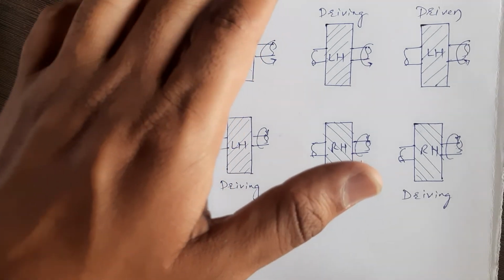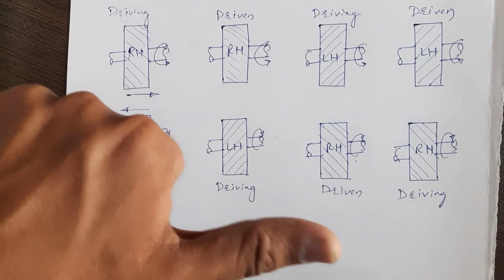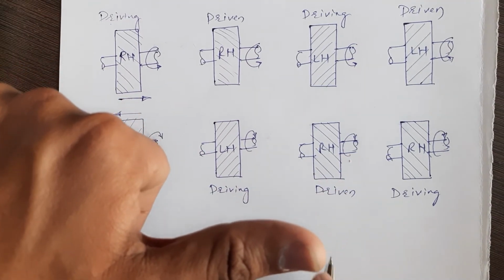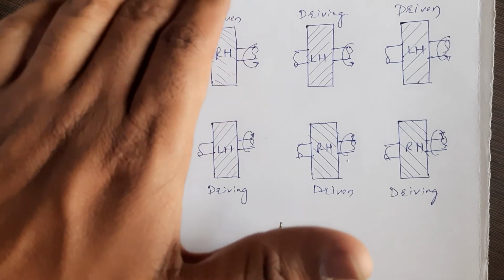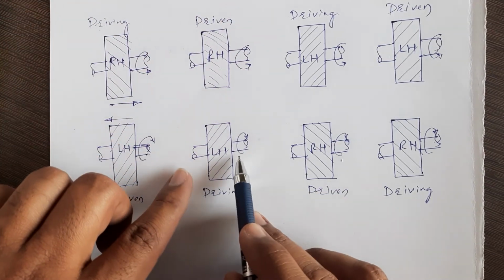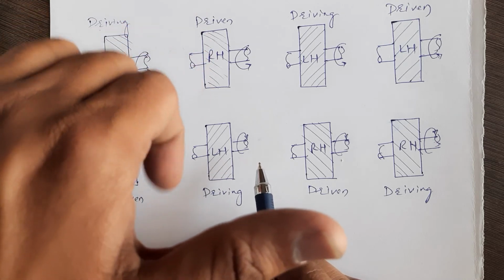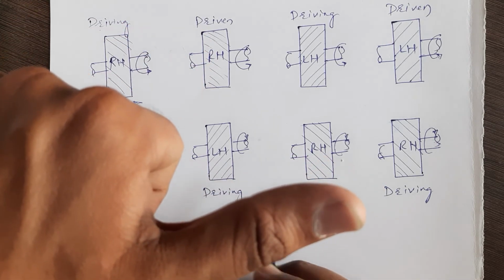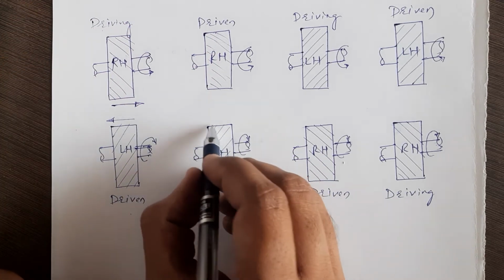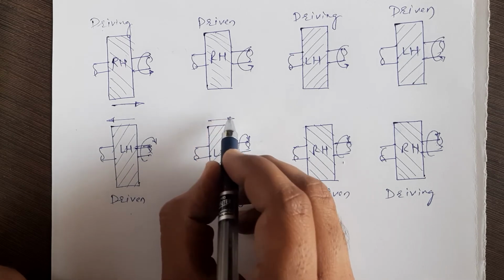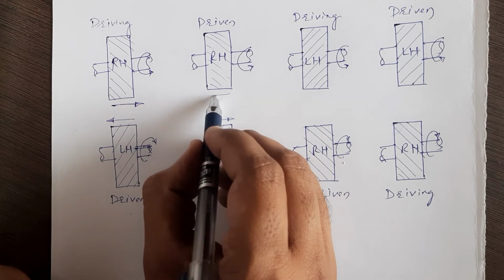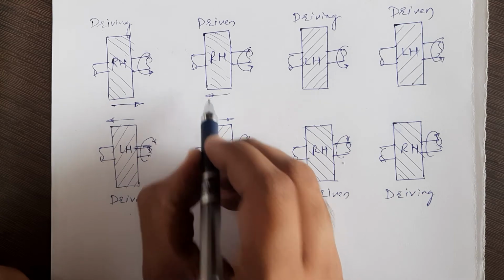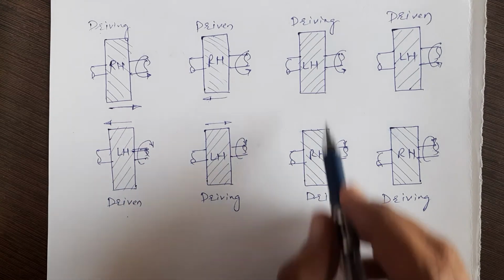Now this is my left hand, keep the fingers in the direction of rotation, thumb will indicate the direction of axial component. So this is your driven member and we are keeping the fingers in the direction of rotation, thumb will indicate the direction of axial component. So here the direction of axial component will be in this direction, and on driven member the direction of axial component will be opposite to this. Okay, then the third pair.